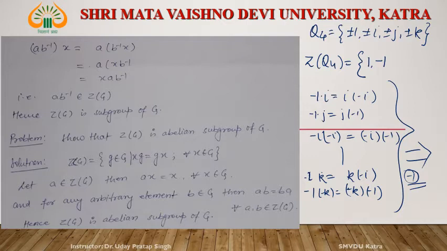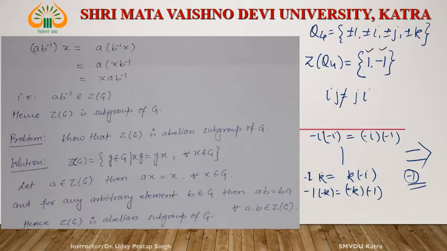Check whether i also belongs in Z(Q4). See, is i dot j equal to j dot i? No, i dot j does not equal j dot i. Then i does not satisfy the commutative law, and similarly j also does not, and similarly k also not, and minus i, minus j, minus k. Then Z of Q4 contains only two elements, that is 1 and minus 1.